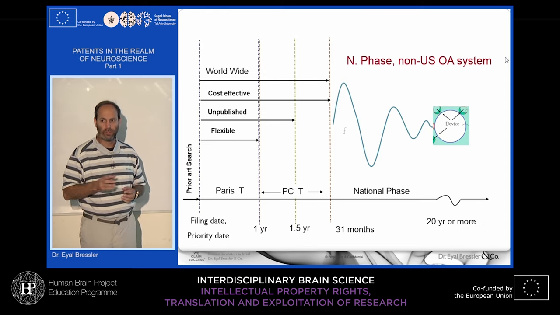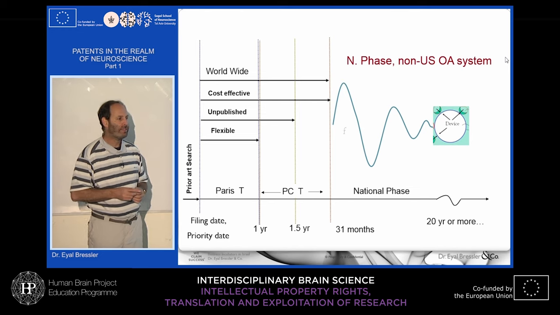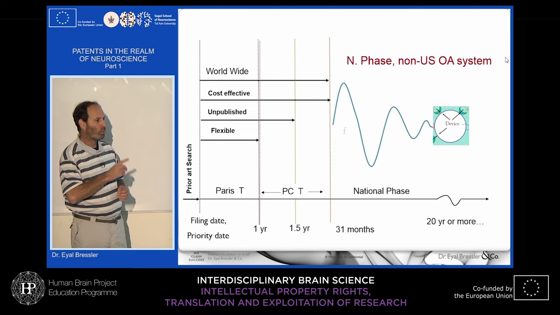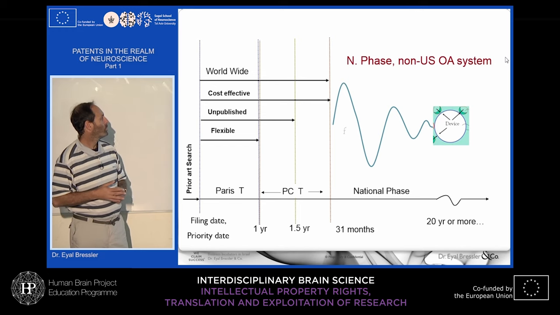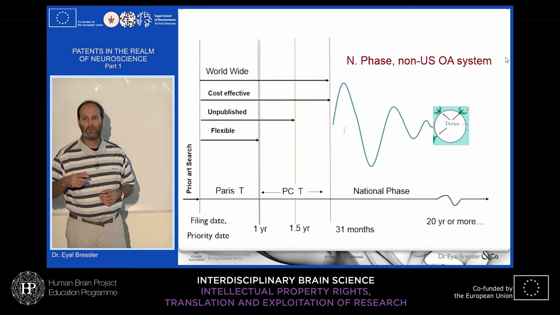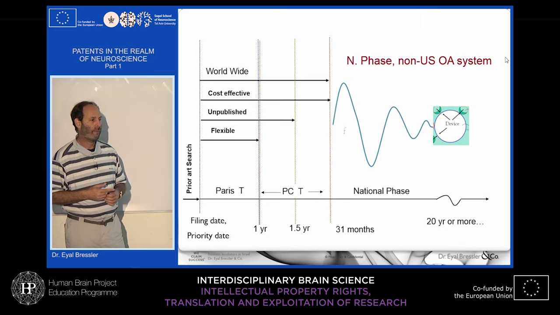Now, after one year, usually the patent goes to another stage, which is called the Patent Cooperation Treaty, or in short, PCT. In the PCT, it's still worldwide protected, it is very cheap, and it is published only after a year and a half. And it's not flexible at all.